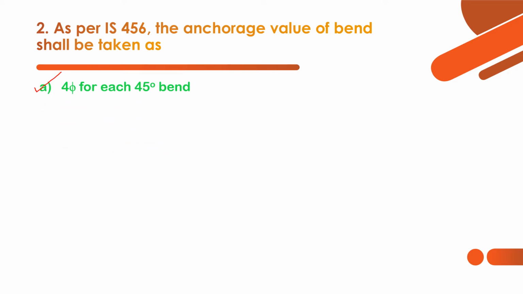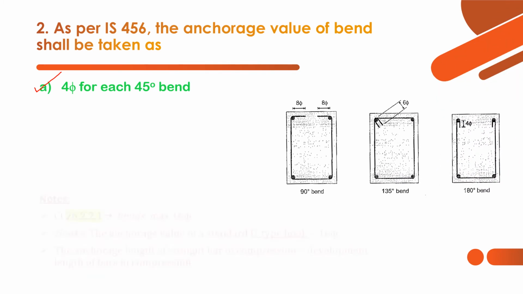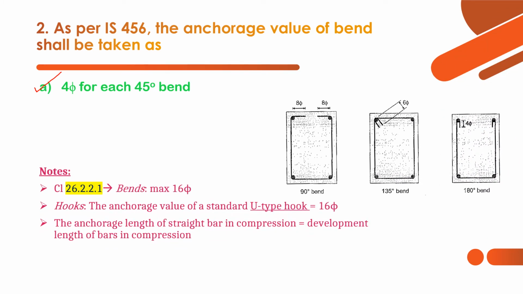Now we shall see more about other values of anchorage length. This is given in clause number 26.2.2.1. For bend, it shall be a maximum of 16 times the diameter of bar, and a minimum of 4 times the diameter for each 45-degree bend. So here this is the maximum value for bend. In case of hooks, the anchorage value of a standard U-type hook shall be 16 times the diameter of bar.